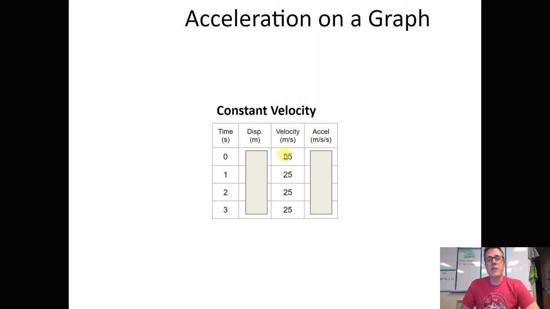Well, if this object is moving, it's going 25 meters per second, its displacement should be going up, but it should be going up at a steady rate because it's going 25 meters every single second. So we should be adding 25 every time. But because the velocity isn't changing, our acceleration isn't doing anything. We're not accelerating. We're just going at a constant velocity. So for our acceleration, nothing. We're not changing how fast we're going. We're staying at 25. And our displacement keeps growing by 25 each time.